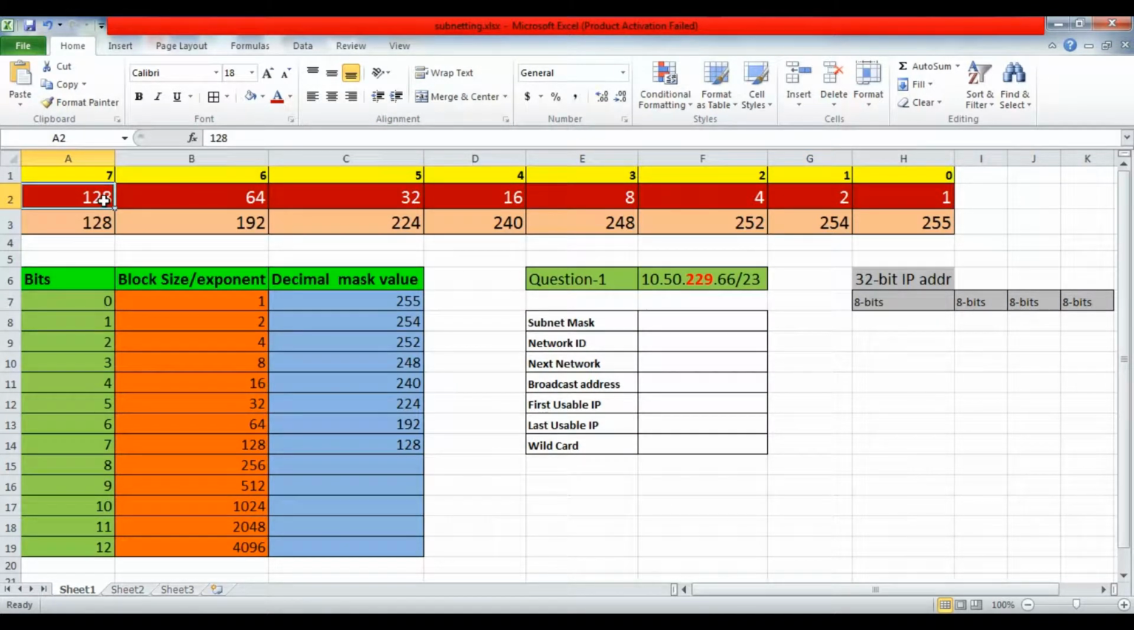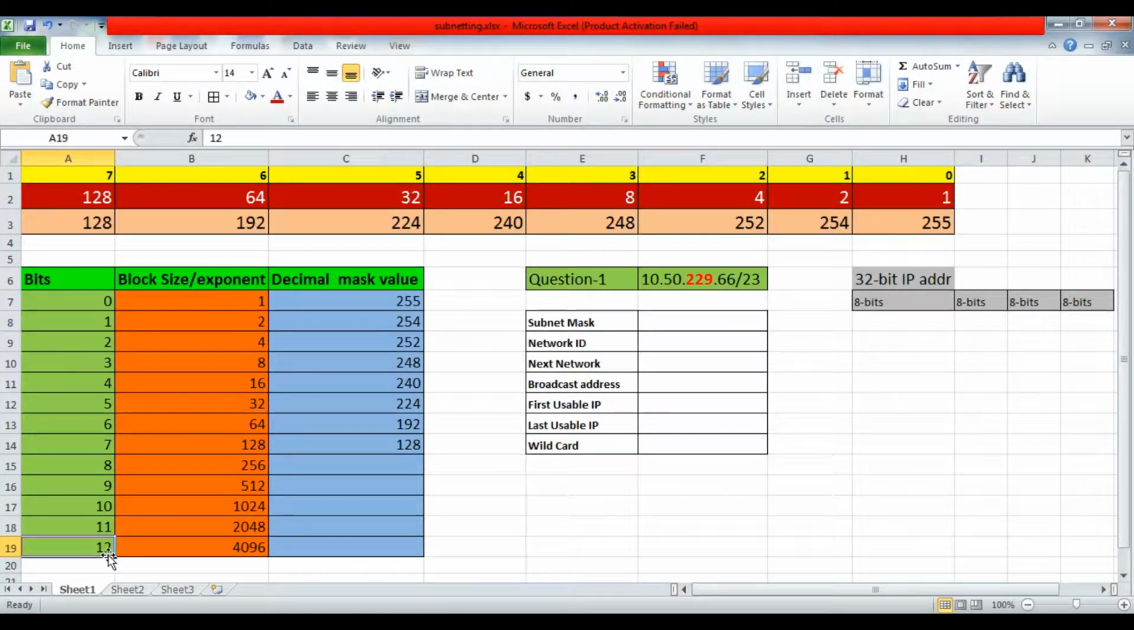which is 128. In the third row, I have written 128 under this 128, and then adding 128 with 64, it becomes 192, and then 192 plus 32, it becomes 224, and in the last, if we add 254 with 1, it becomes 255. In this portion of the cheat sheet, I have written numbers starting from 0 till 12.